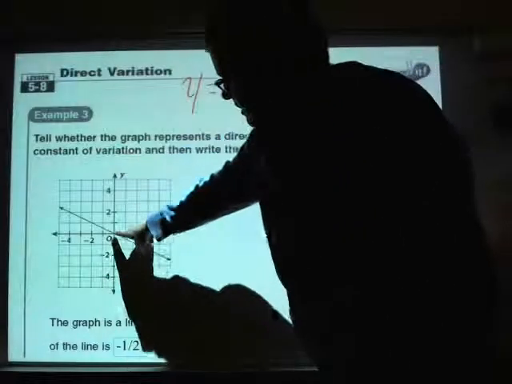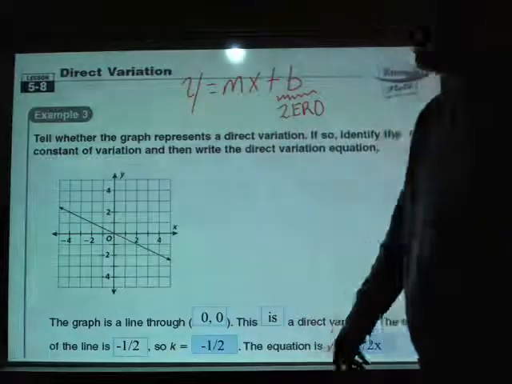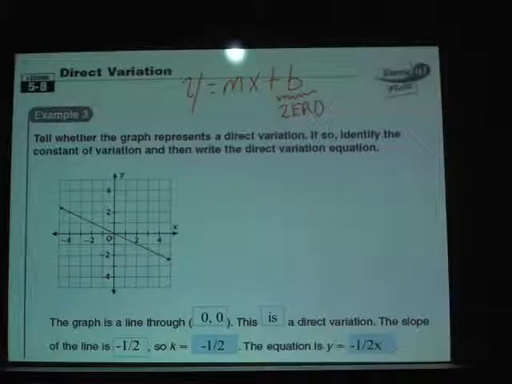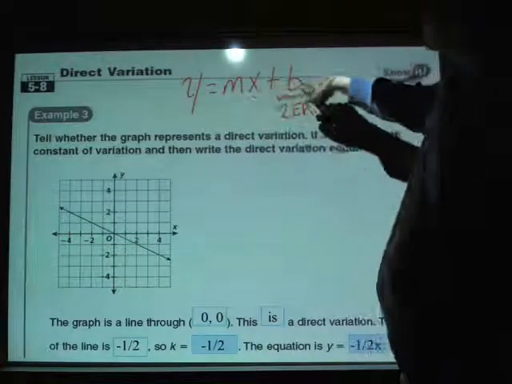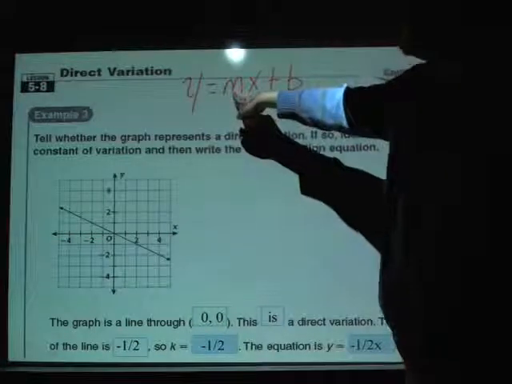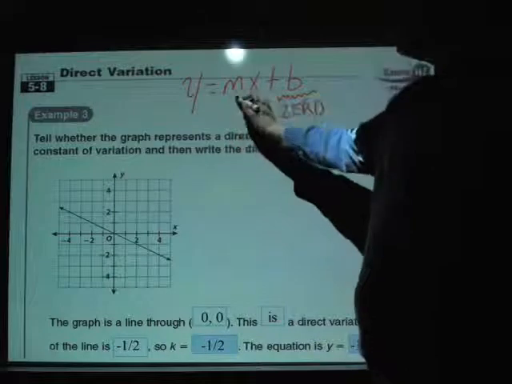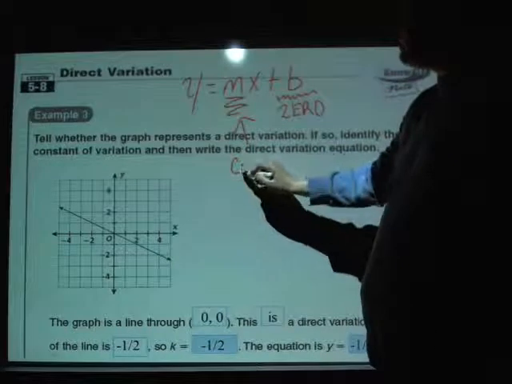Well, look at the graph. It goes through 0 on the y-axis. Since it goes through 0 on the y-axis here, this one is automatically a yes. This is direct variation. Now, let's talk about the constant of variation and the equation here. All right, I've got this y equals mx plus b form, but b is going to equal 0. Well, to write this equation, the only other thing I need is slope. So slope must be the same thing as my constant of variation.